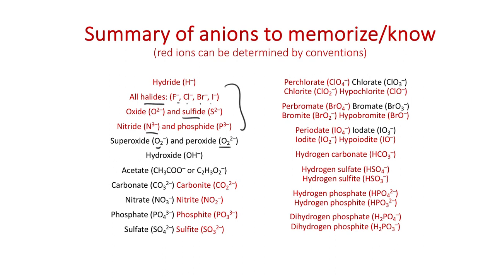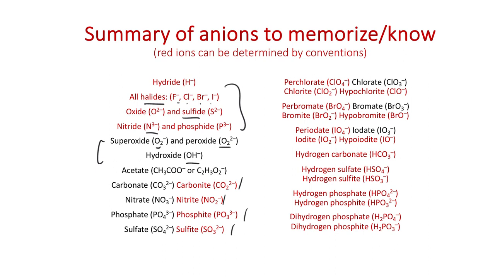The symbols in red are ones that are systematically named. The ones in black font just have to be memorized. So we just have to know superoxide O2 minus, peroxide O2 2 minus, hydroxide OH minus, acetate is the formula shown, carbonate, nitrate, phosphate, sulfate are what I would memorize with those charges and counts of oxygens, and then by default you get carbonite, nitrite, phosphite, sulfite.